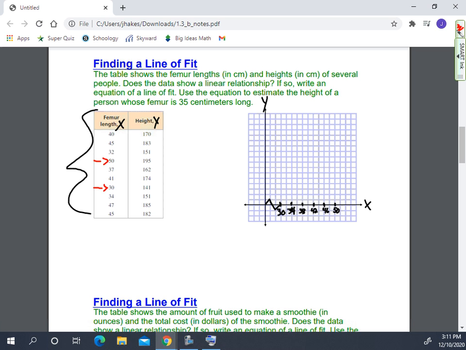And again, I need to find my lowest value and my highest value. Right here's my lowest, and right here's my highest. It doesn't always work like that, where your highest x value is going to be your highest y, or your lowest x value is your lowest y, but in this case it does. So again, I need to create a break. That's what that's called.